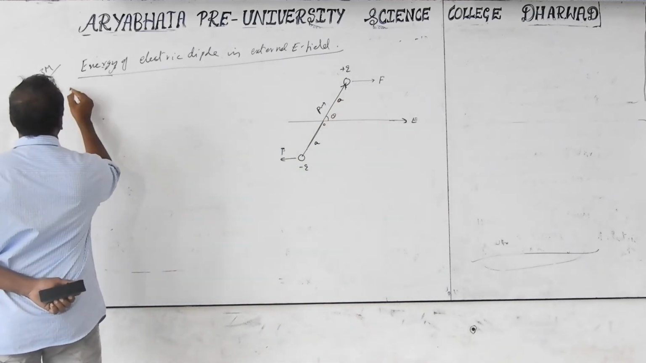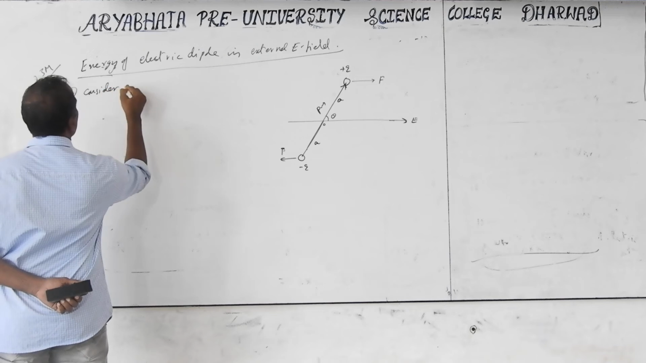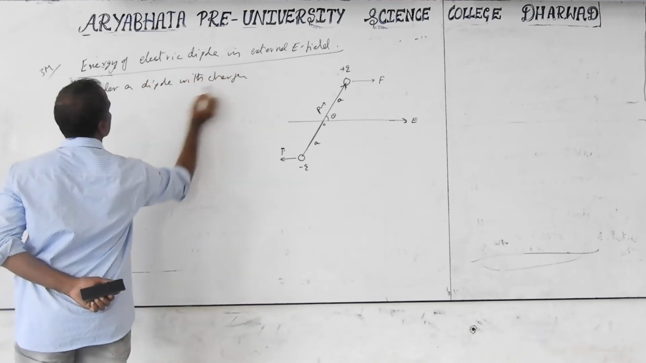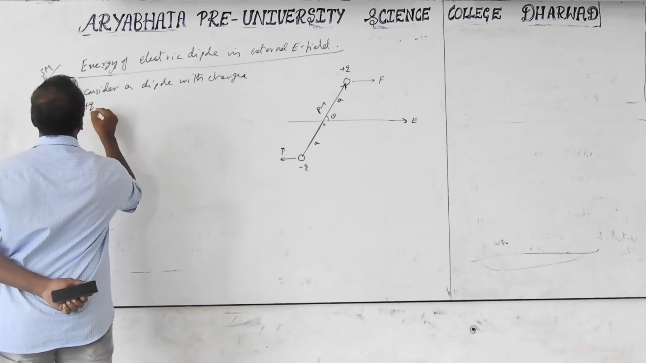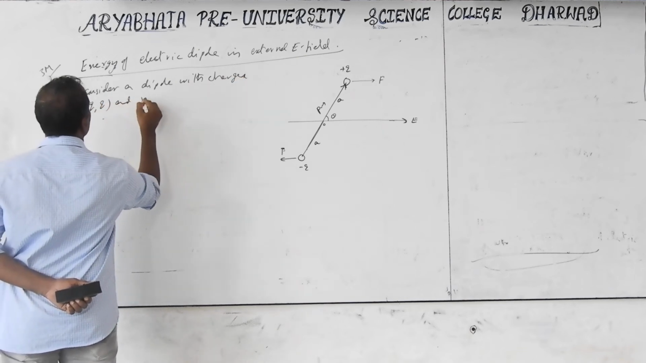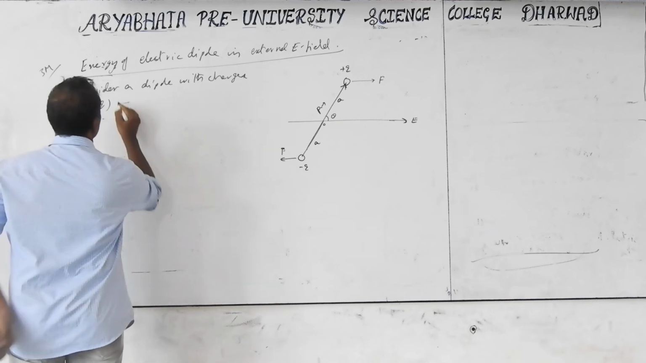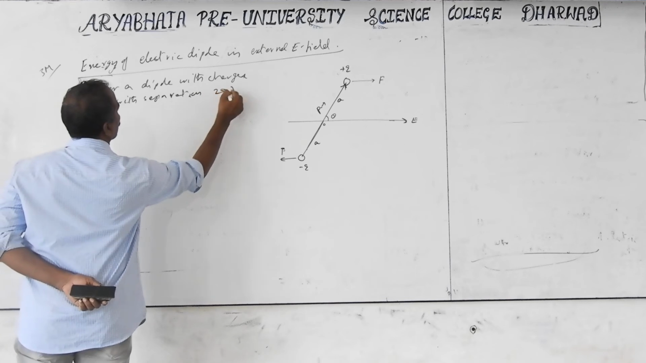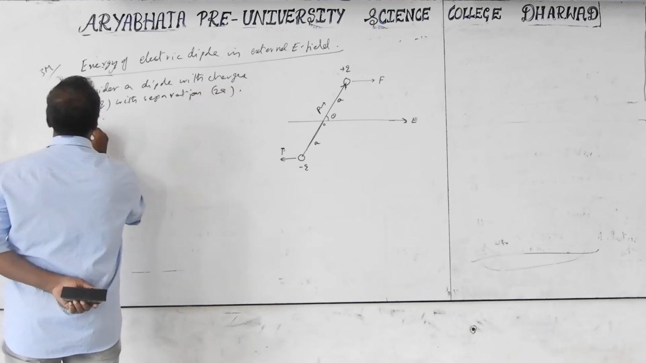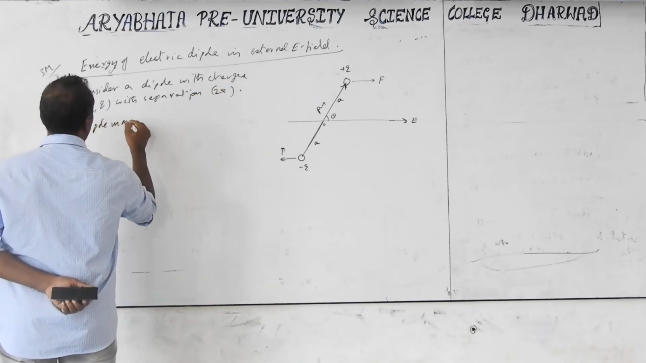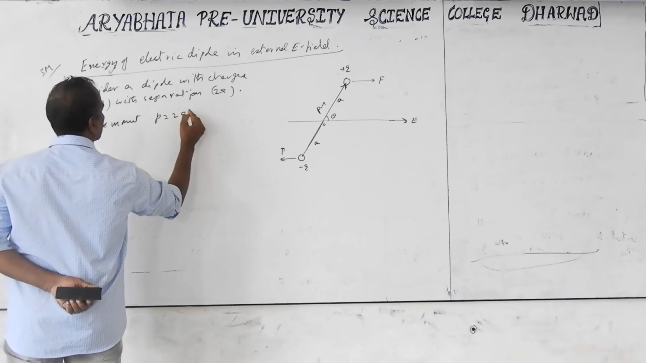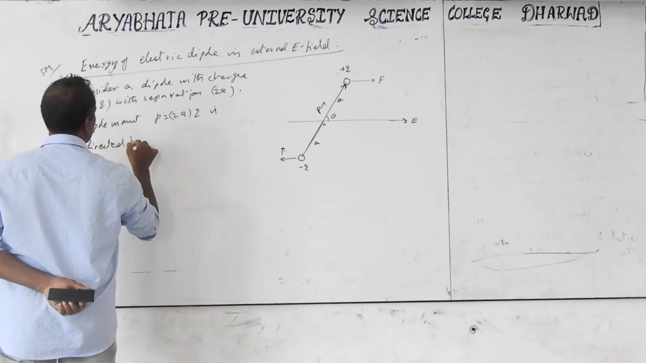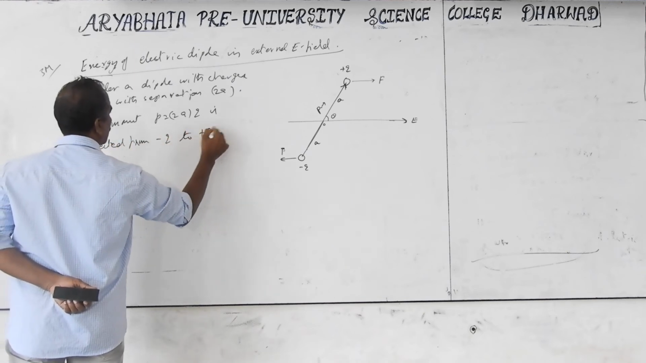Consider a dipole with charges plus Q and minus Q, with a separation of 2A. The dipole moment P is equal to 2A times Q, directed from minus Q to plus Q.